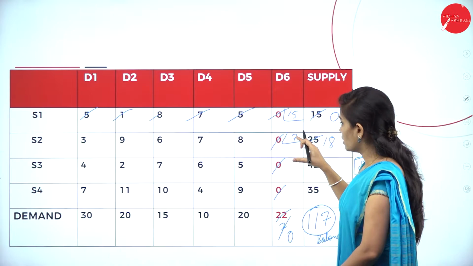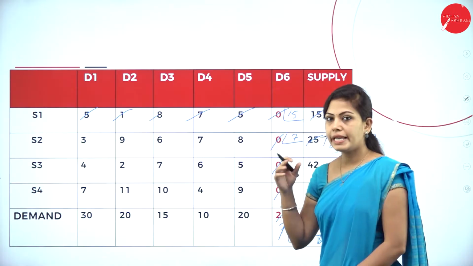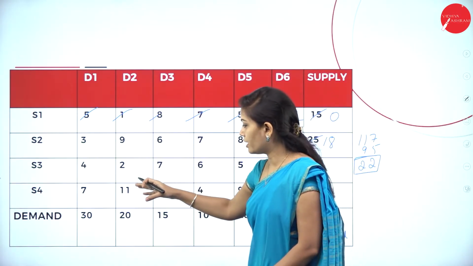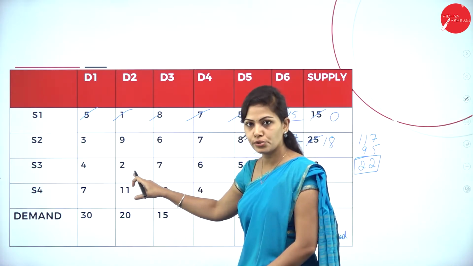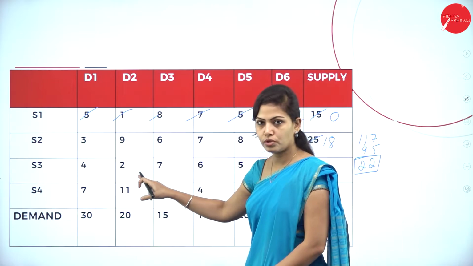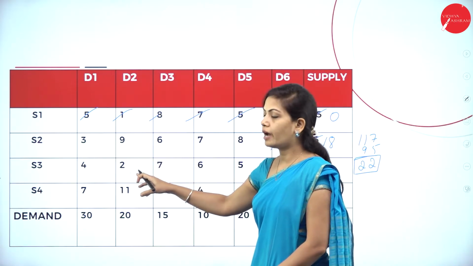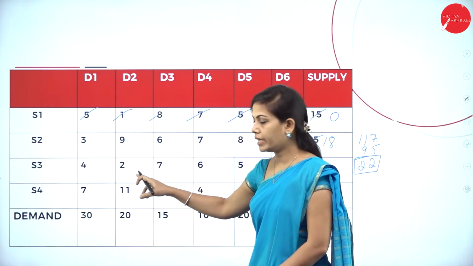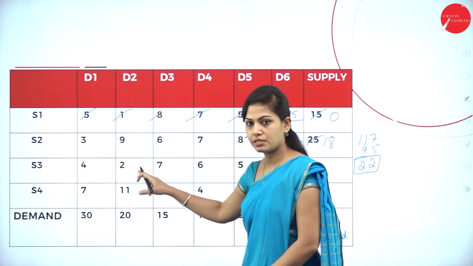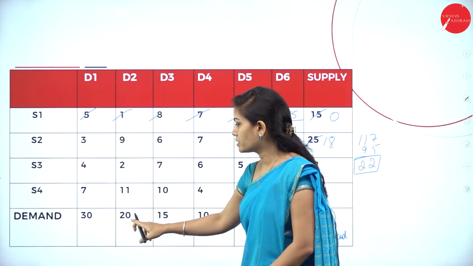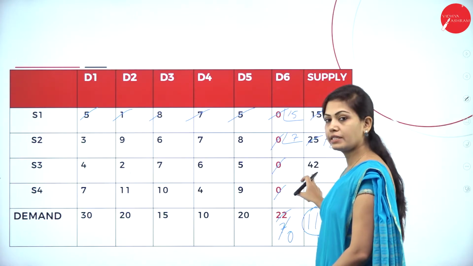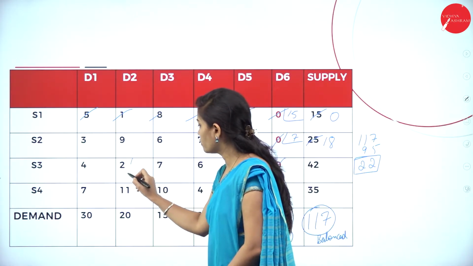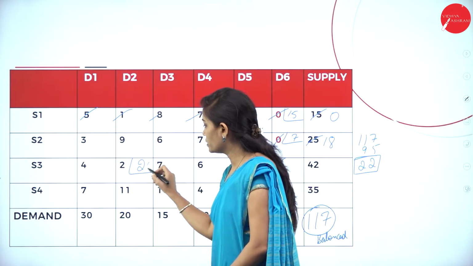Now I will select the next least value. The next least value is 2. Out of these variables, 2 is the least value, so I will take this 2 as my least cell. You just take the demand value and supply value. The supply value is higher than the demand value, so I will allocate 20 rupees to this cell.